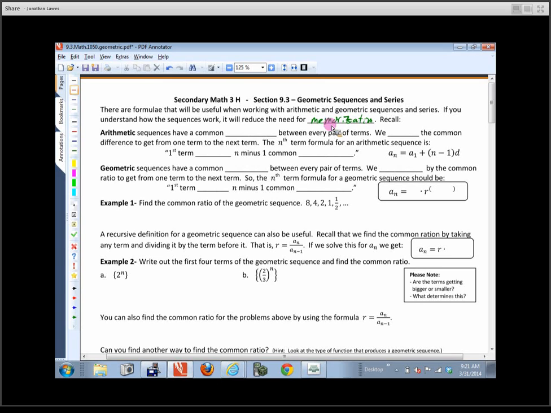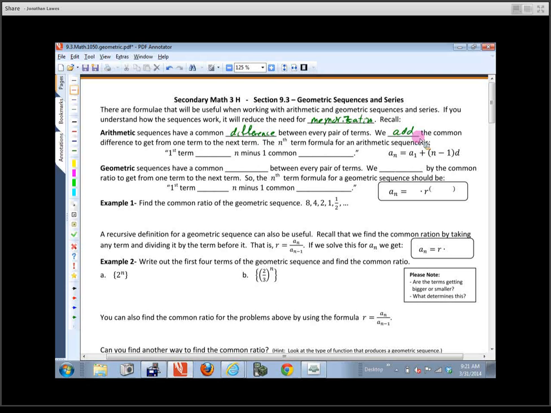So again, just for review, arithmetic sequences have common differences between every pair of terms. And the way we go from one term to the next term is we always just add whatever the common difference is to get to the next one. That was the recursive type of definition, which we'll look at again in just a second.